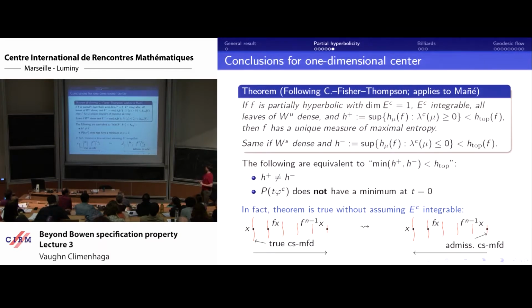I cannot. The other equivalent condition to this is that if you consider the pressure function given by multiples of the center geometric potential, then this condition is equivalent to asking this pressure function not to have a minimum at 0. So if any of those is an easier condition for you to think about, then please use it.